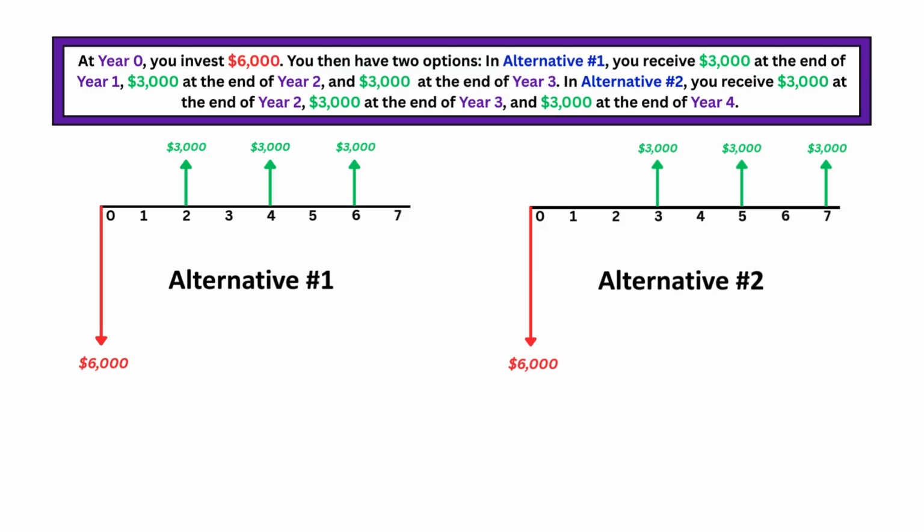The total amount received is identical in both cases. The only difference is that the cash inflows in the first alternative occur 1 year sooner. That difference in timing is everything.